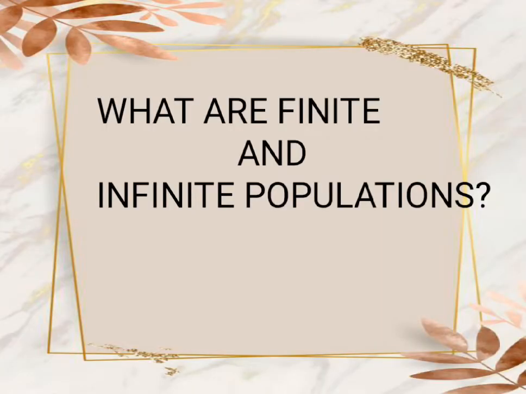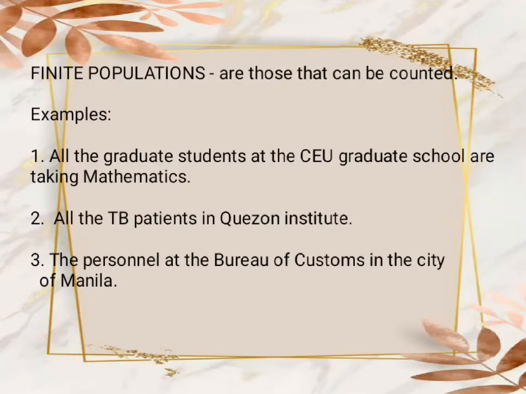What are finite and infinite populations? Finite populations are those that can be counted. So a finite population is a collection of objects or individuals that are objects of research that occupy a certain area. Here are the examples. Number 1, all the graduate students at the CEU Graduate School who are taking mathematics. Number 2, all the TB patients in Quezon Institute. Number 3, the personnel at the Bureau of Customs in the city of Manila.